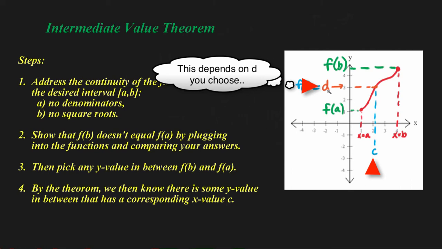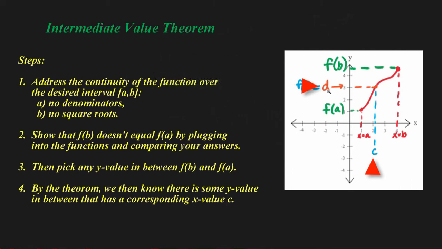Okay? So that's the essence of the intermediate value theorem. It basically allows you to guarantee an x value for the corresponding y that's in between your two endpoint y values. I hope that's cleared up any confusion.